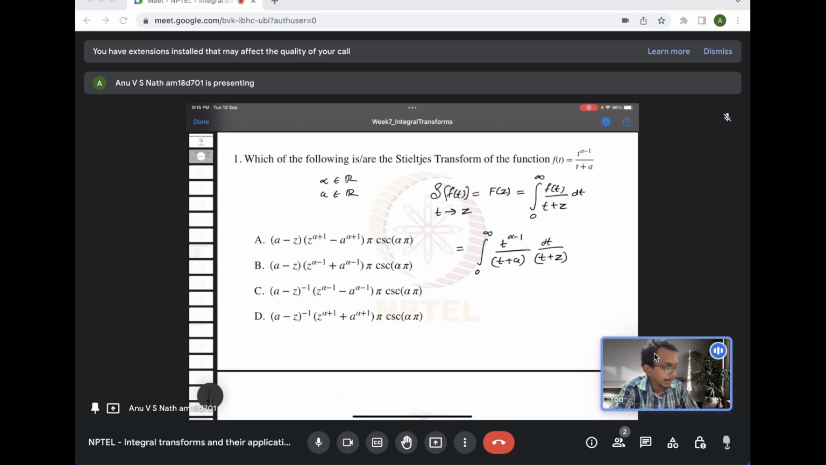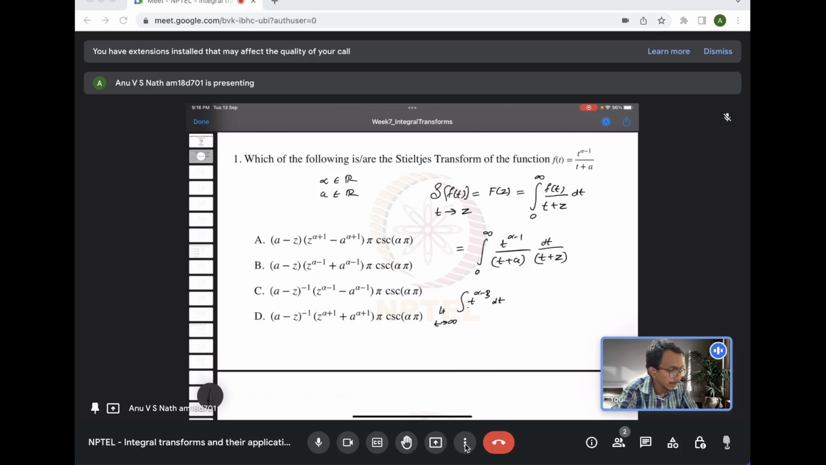One thing to remember: the numerator has t raised to alpha minus 1, and the denominator has t plus a times t plus z. When t tends to infinity, the order of the denominator is t squared, and the numerator goes like t raised to alpha minus 1, for any finite value of a and z when t is very large. We can rewrite this as t raised to alpha minus 3, and we are trying to integrate it in the limit t tending to infinity.